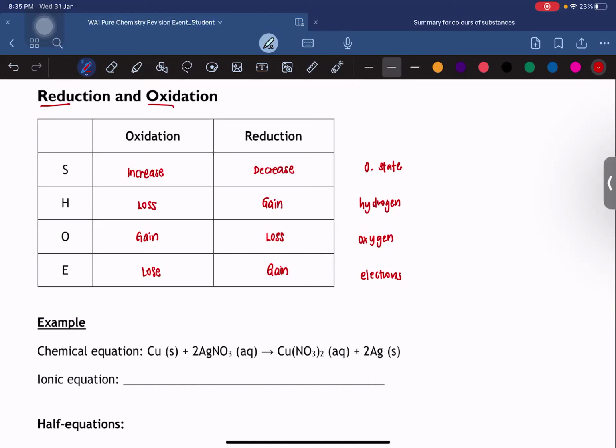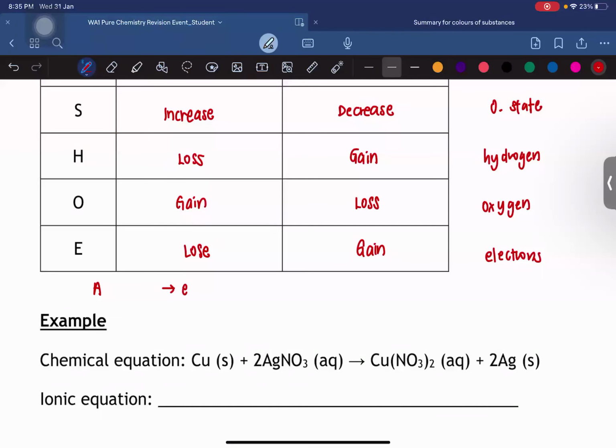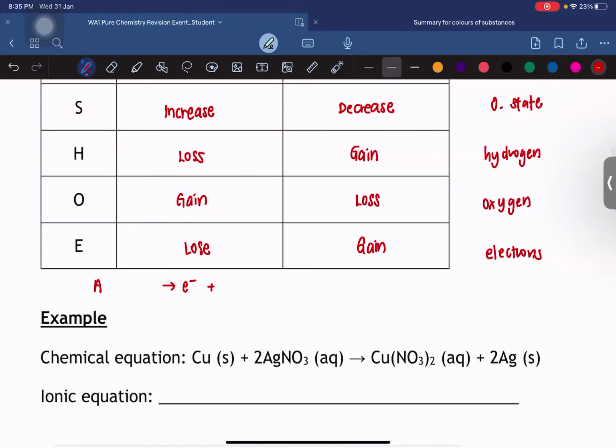Don't know why? It's actually linked to your oxidation state. Let me explain. Imagine I have an atom. If I lose an electron, my electron becomes a product. What happens to my atom? Do I become positively charged or negatively charged? I lose an electron, positively charged. Look at the oxidation state. What happens? Increase. That's why losing electrons is oxidized.